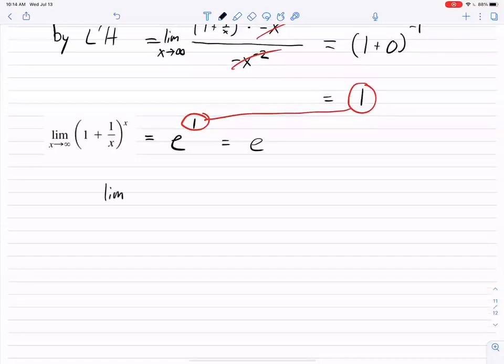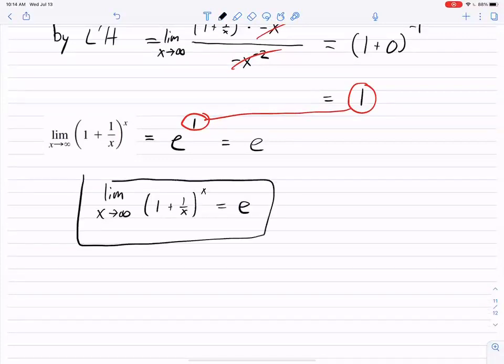So this is actually a really important limit. The limit as x approaches infinity of 1 plus 1 over x to the x equals e. This is a very, very important limit. And it's actually a way to define what e is. All right, we'll call it there.